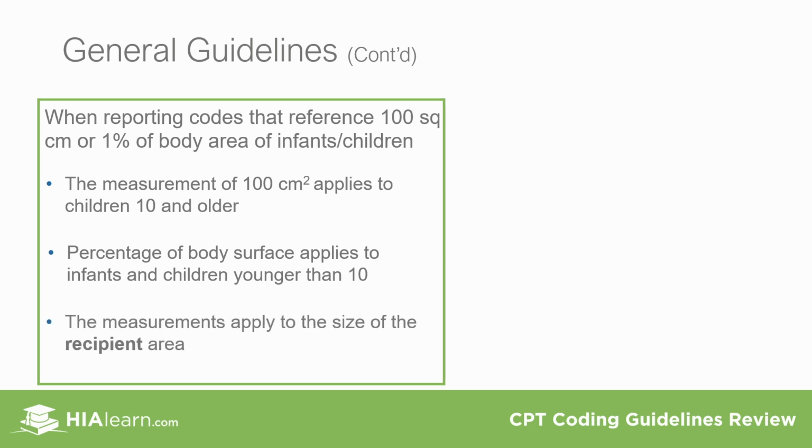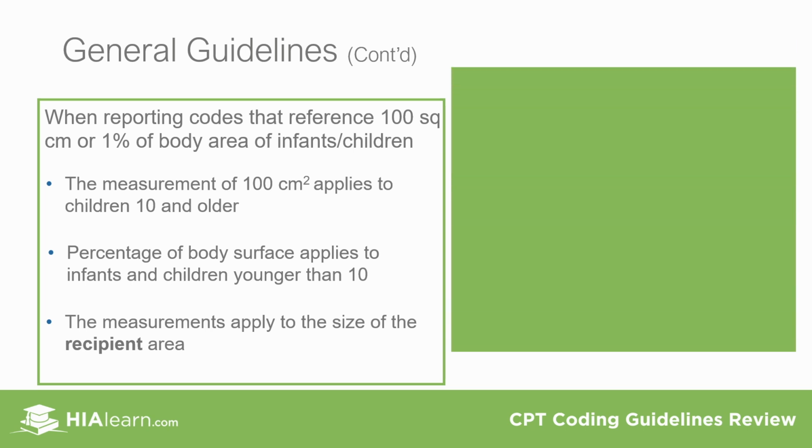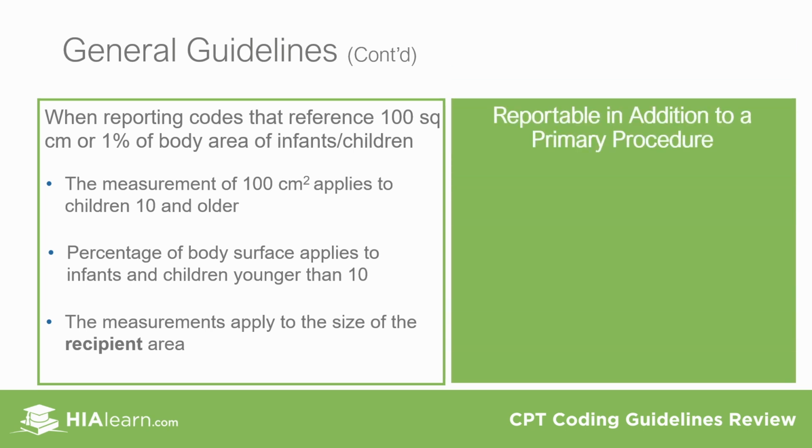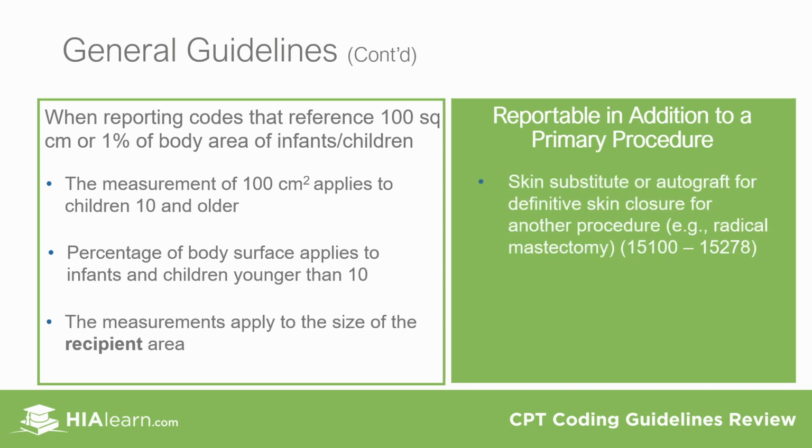Codes for skin substitute or autograft procedures from code range 15100 to 15278 are separately reportable when performed for definitive closure for another procedure, such as a radical mastectomy or deep tumor removal. Also separately reportable, in addition to the code for a primary procedure, are biological implants for soft tissue reinforcement and the supply of skin substitute grafts.